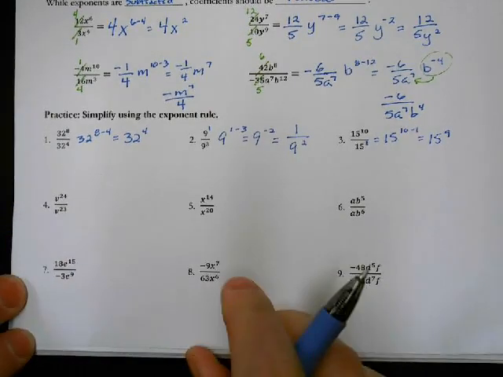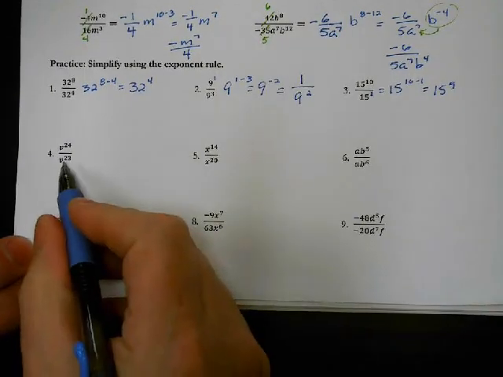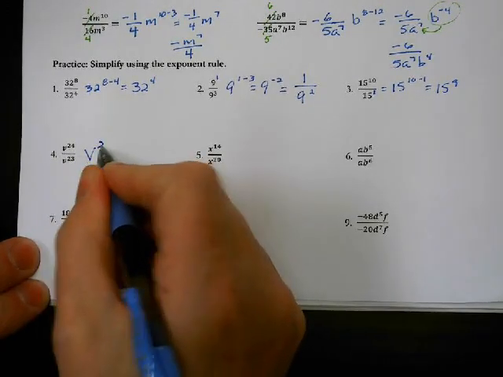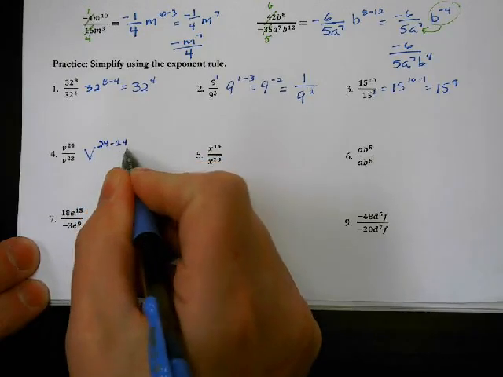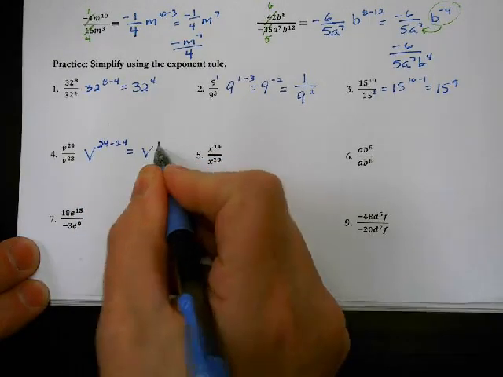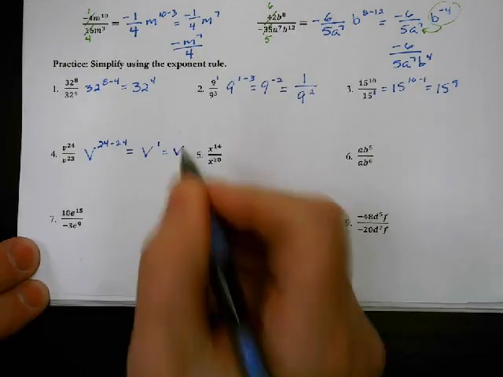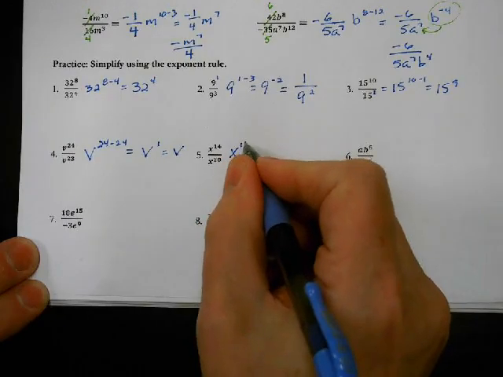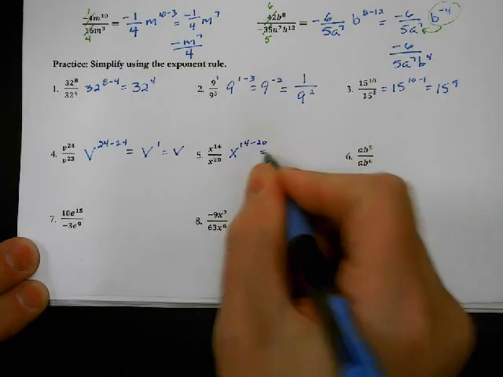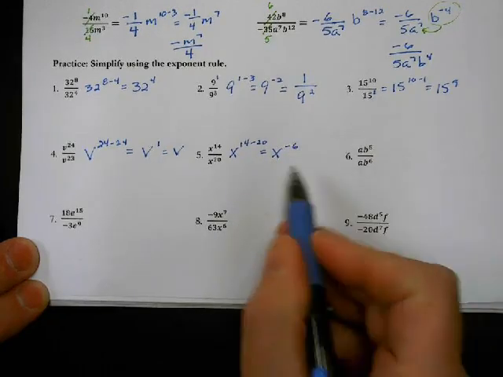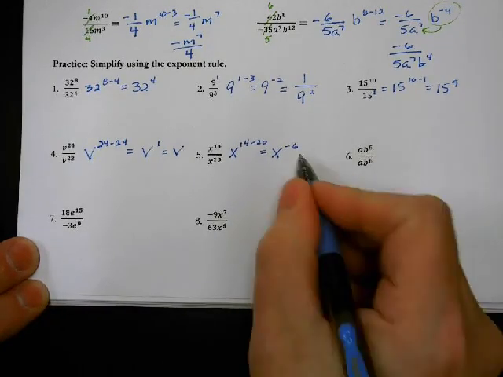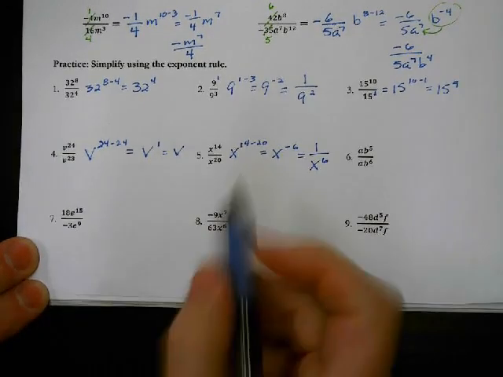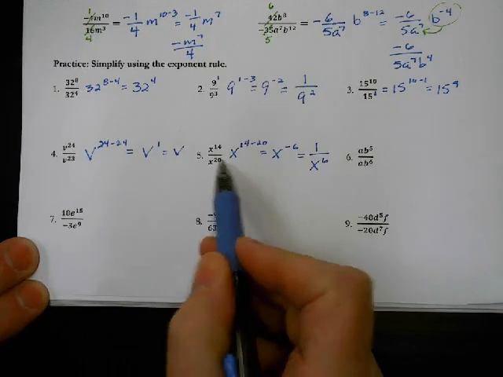Next, I've got v to the 24th and v to the 23rd on the bottom. So 24 minus 23 is v to the 1st. So you can write your answer as v to the 1st or just v. Next, x to the 14 minus 20. 14 minus 20 is -6. So I have a negative exponent. So that means that belongs in the denominator, x to the 6. And I can tell that my answer was going to be in the denominator because I had more x's in the denominator than I did in the numerator.